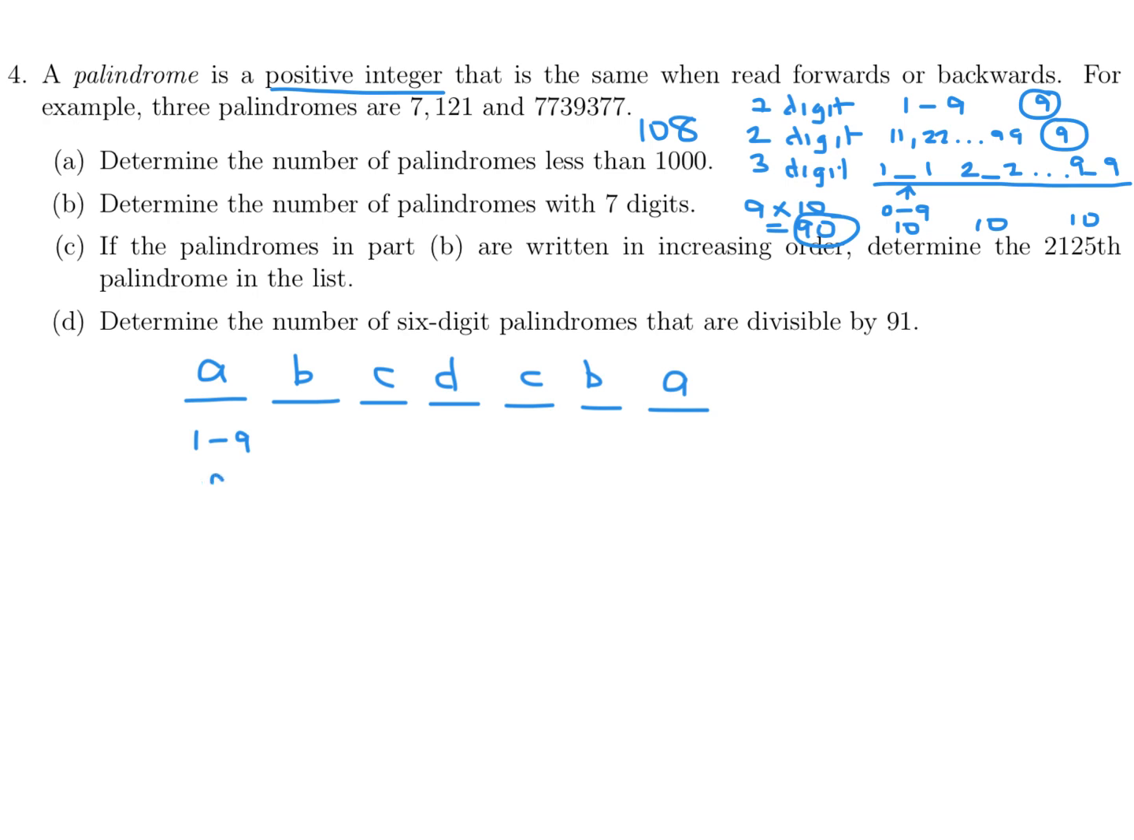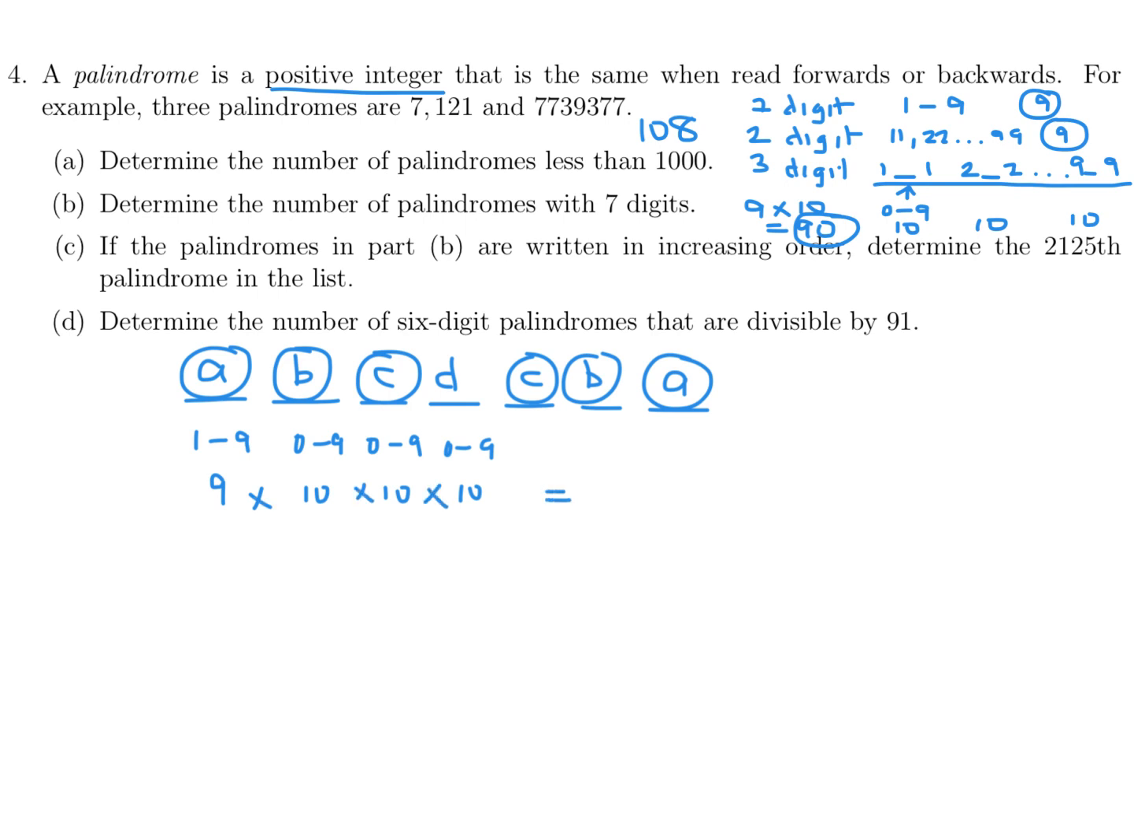So that means I've got 9 choices for the A. For the B, it can be anything from 0 to 9. So that's 10 choices. Similarly, 0 to 9 for C and 0 to 9 for the D. Whatever goes in the first A, that same thing would go at the end. Whatever goes for the B would go on the other side, and whatever goes for the C would go there too. So we've got 9 times 10 times 10 times 10. So that's 9,000, I believe. That's how many different choices we have, and therefore that's how many different 7-digit palindromes we can create.